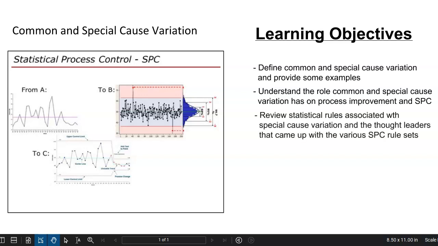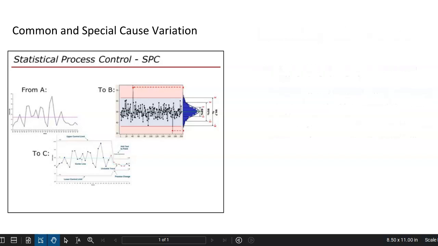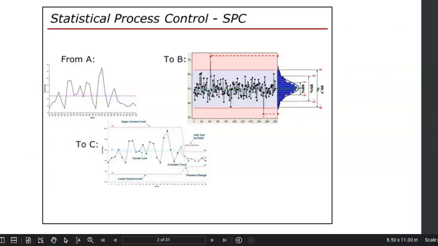We'll also introduce you to some of the thought leaders associated with common and special cause variation, and we'll take a look at many of the statistical rules that define special cause variation. We'll take a look at some examples of those rules. I'm pulling some of the visuals that you see from the Lean Six Sigma data analysis workbook, but where I'd like to start with this topic is just by making a simple statement.